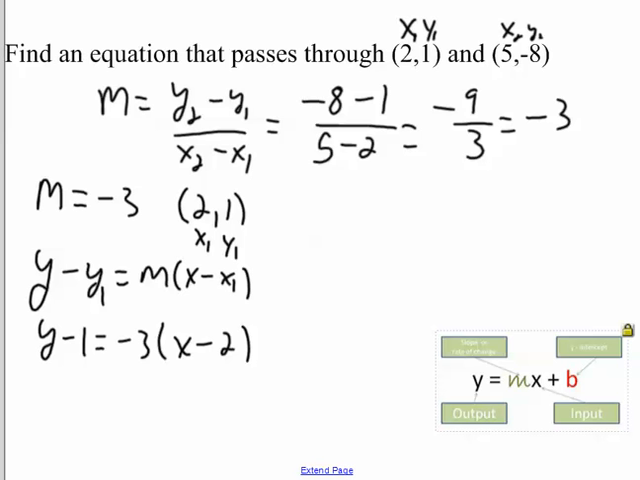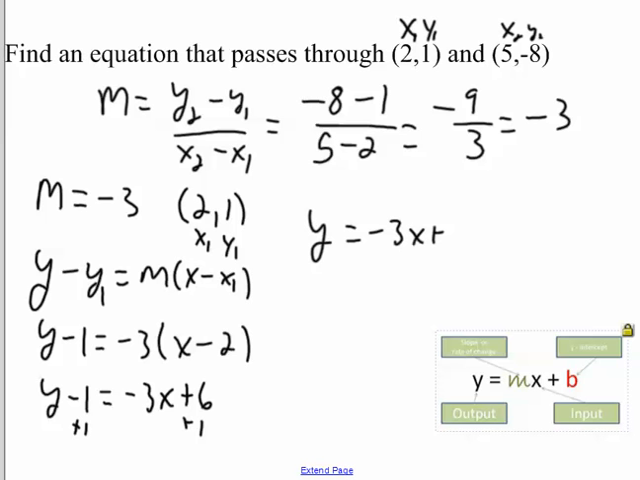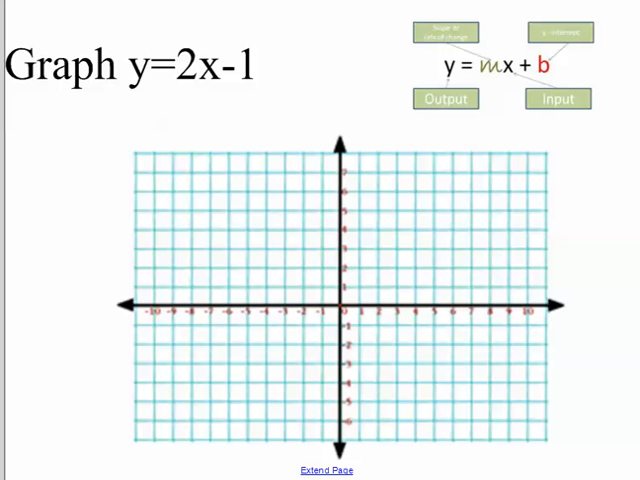I'm going to distribute that negative 3 through, so I get negative 3x plus 6. And then I'm going to add 1 to both sides, so I get y equals negative 3x plus 7. There's my equation in slope-intercept form. My slope is negative 3, and my y-intercept is (0, 7). Pretty easy.